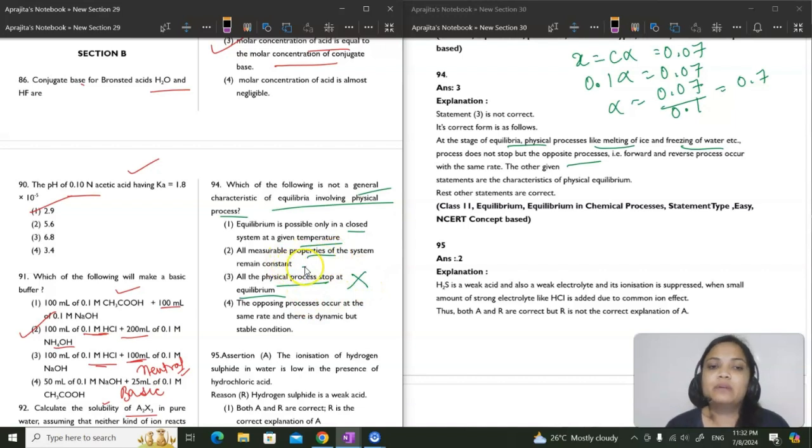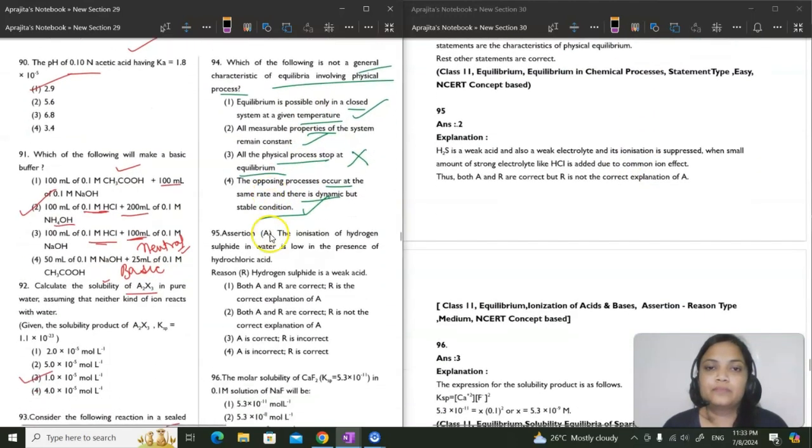All measurable properties remain constant. This is true. It is happening in a closed vessel. This is true. Opposing processes occur at the same rate. This is true. The opposite processes, forward and backward, happen at the same rate. So that is also true, meaning the answer is option 3.